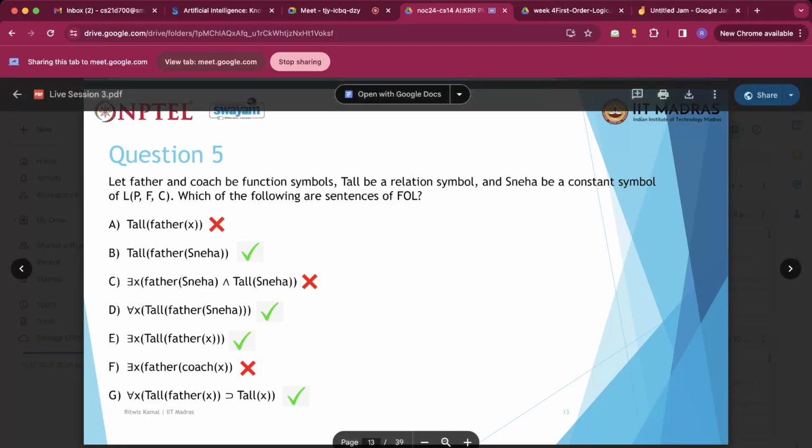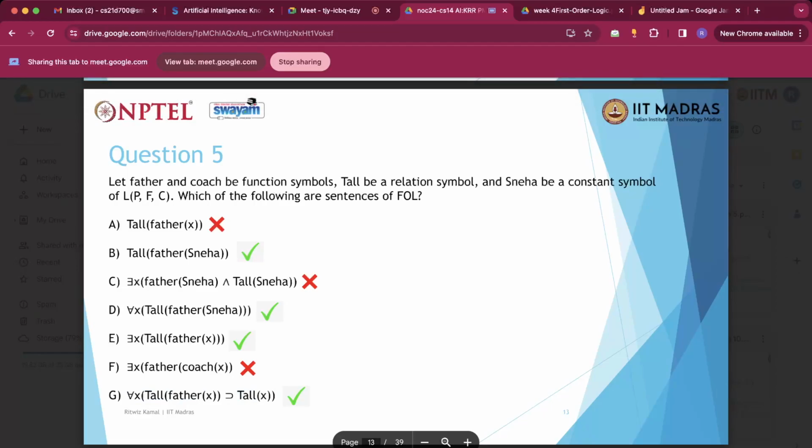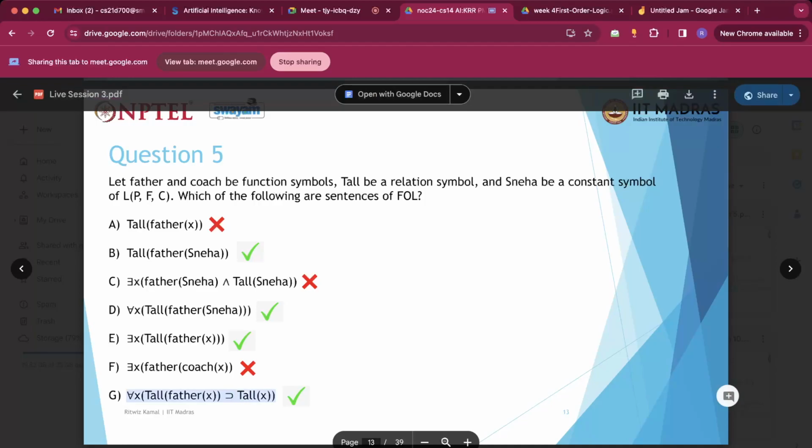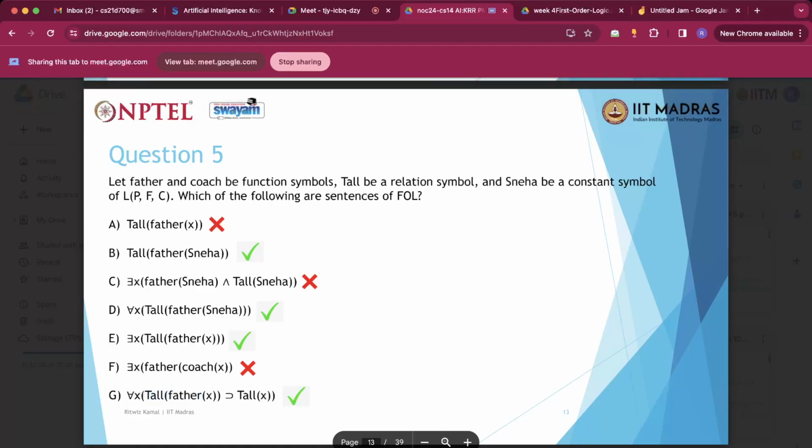And option G. So let's look at it part by part. So first of all, alpha implies beta. For this to be a formula, alpha and beta both have to be formulas, right? So this tall x, this is a formula we know. Tall father x, this is also a formula we know. So tall father x implies tall x. This whole thing is also a formula. This is also correct. Now this x is a variable, and this is also within the scope of this quantifier for all. That's why this is not a free variable, and this is also a proper formula. So this is a proper sentence of first order logic.